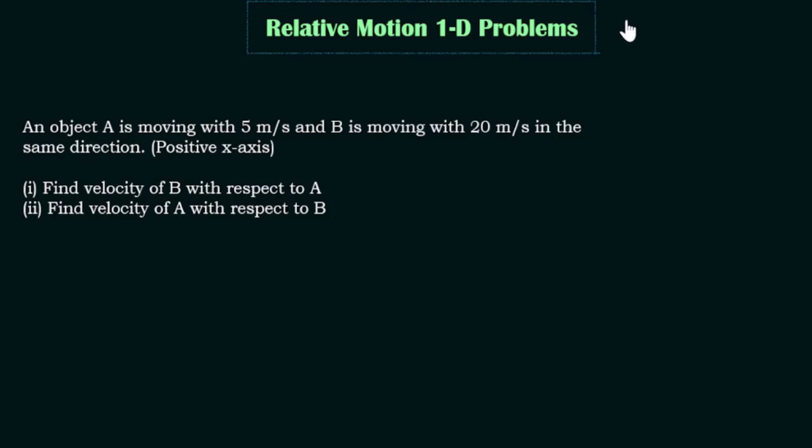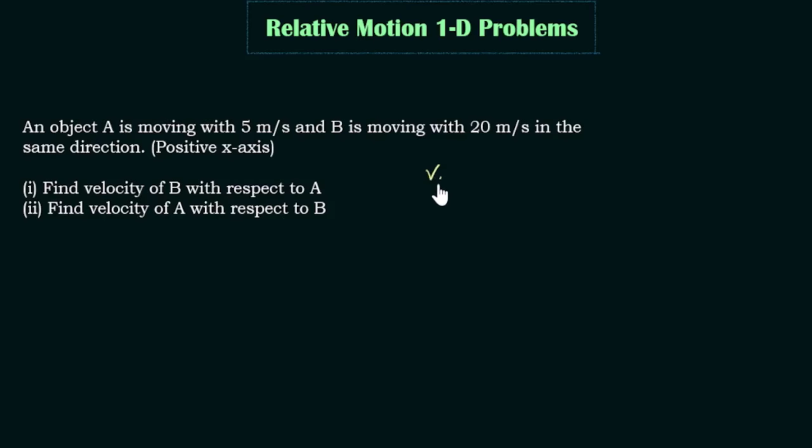In this particular video, we are going to solve a few problems based on relative motion in one dimension. Our first problem: an object A is moving with 5 meter per second and B is moving with 20 meter per second in the same direction, which is the positive x-axis. Find the velocity of B with respect to A and the velocity of A with respect to B.